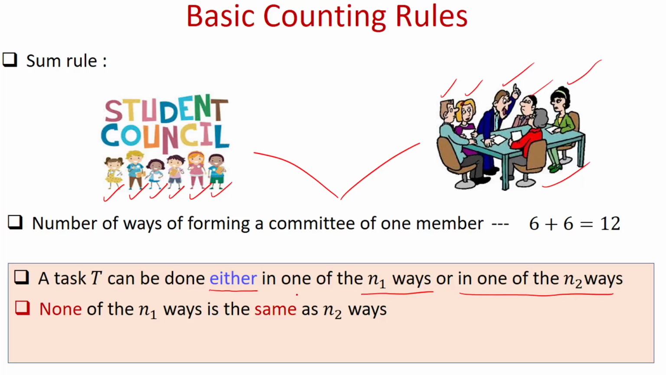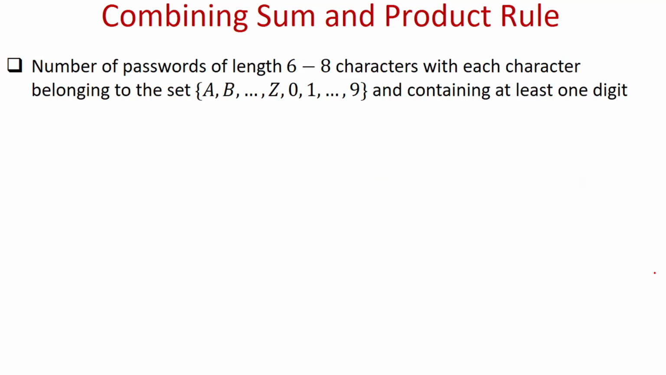So if both these two conditions are satisfied, then I can say that the total number of ways of solving the task T is n1 plus n2. Of course, in this case, I have considered the scenario where the task T can be divided into two disjoint cases. If you have multiple disjoint cases, then I can have a generalized sum rule. So we have now seen two basic counting rules, but it turns out that we encounter scenarios where we have to combine both these two rules. That means we can encounter problems which will require us to apply both the sum rule as well as the product rule. So let me demonstrate an example.